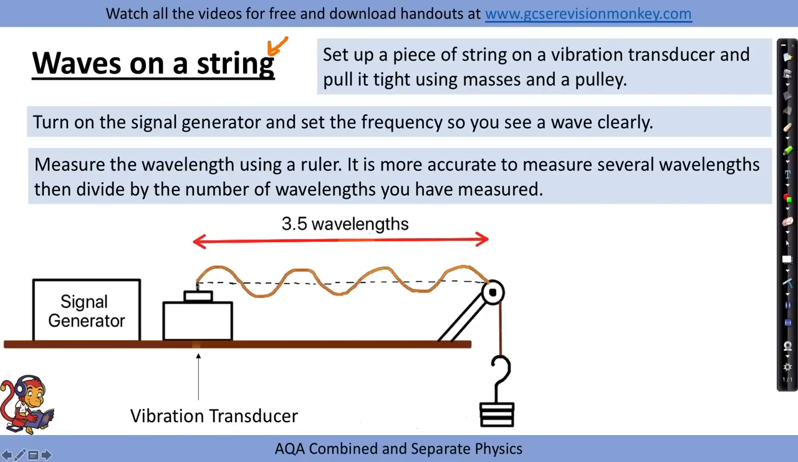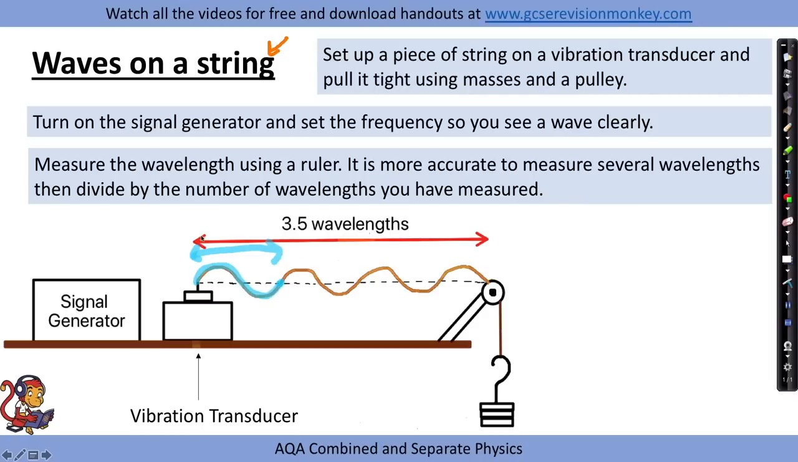So this would show one complete wavelength where it goes up, down and back again to the same position. That would be one wavelength. So you could well get a ruler and just measure one wavelength like so. But to increase the accuracy, you could measure a bigger distance and divide by the number of wavelengths there are.